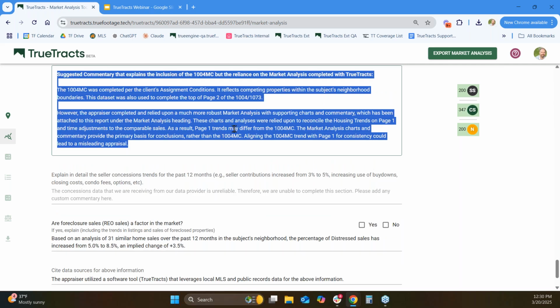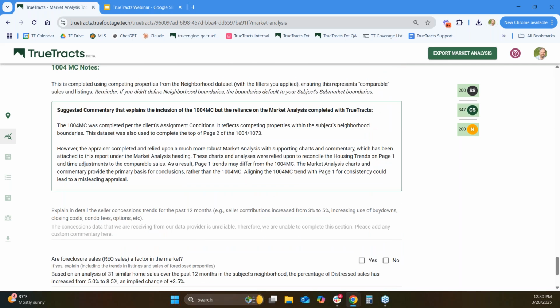This one I suggest you read. I think it's important. So when you have a client that requires the 1004MC, first of all, if they don't require it, don't do it. You don't have to include this in your report.